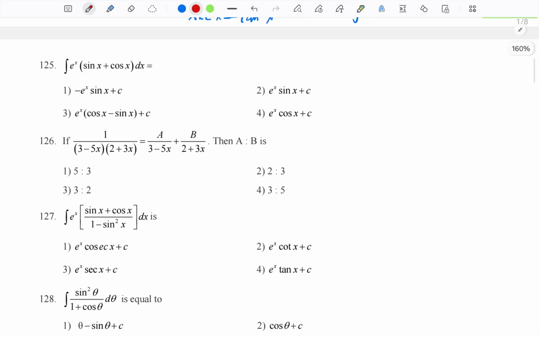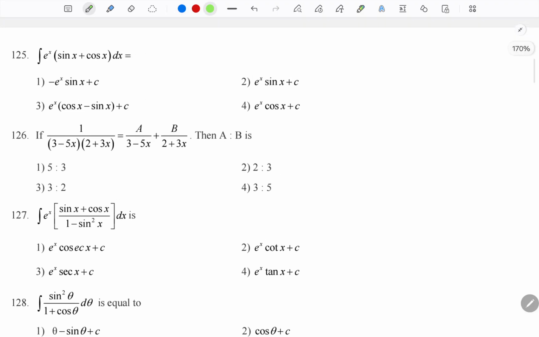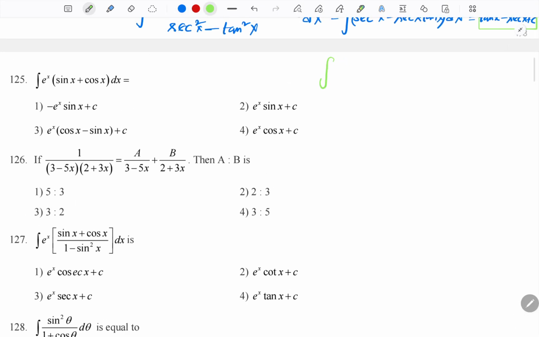Whenever such a type of question comes, it is simple. First you should know the basic trick. The trick is, whenever your integral looks like this form, integral e power x times f of x plus f dash of x times dx, then see, what is your observation here?